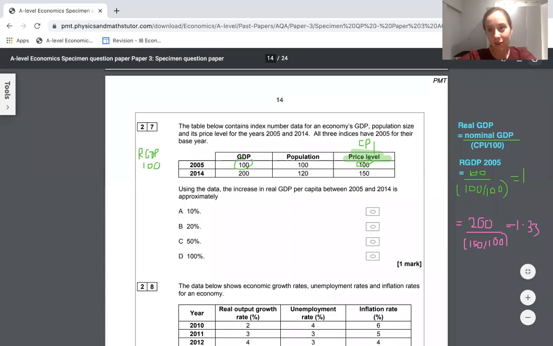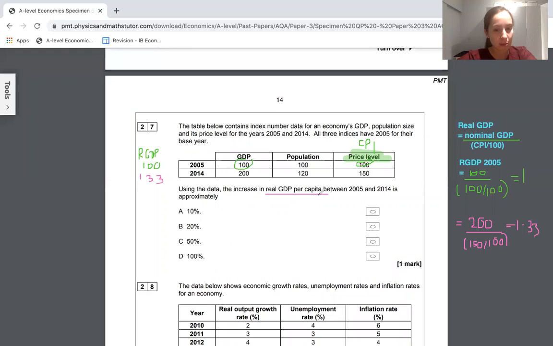Right, so I'm not done yet. I've just calculated the real GDP. Let me write that down in the table. I want you to work out the real GDP per capita. So what is that? You take your real GDP, divide that by your population size. So let's add another column. Real GDP per capita. So for 2005, I would do 100 divided by the population of 100, and I get a real GDP per capita of 1.